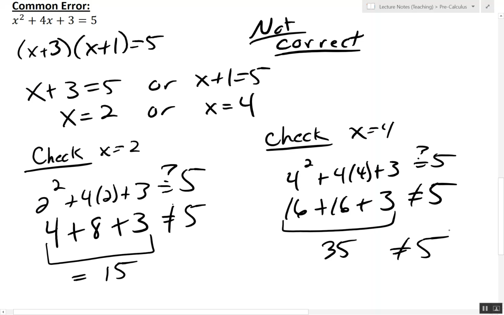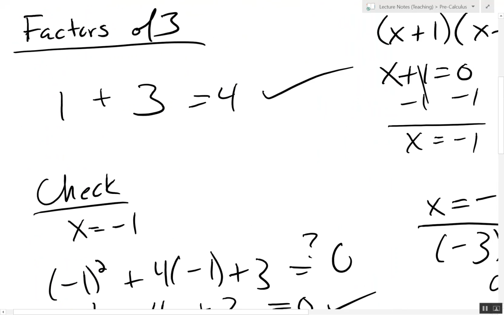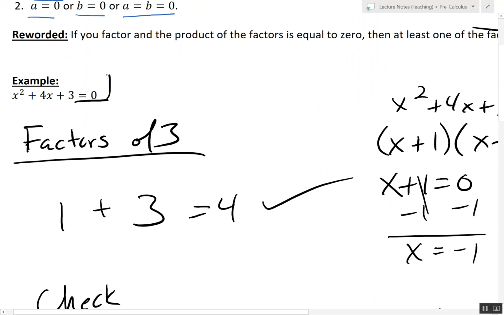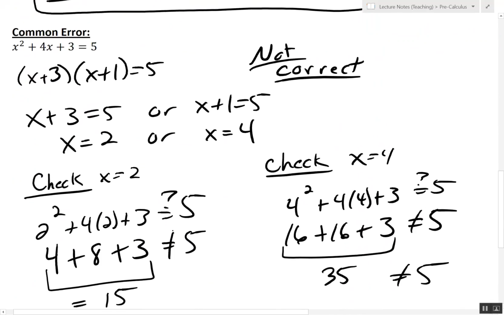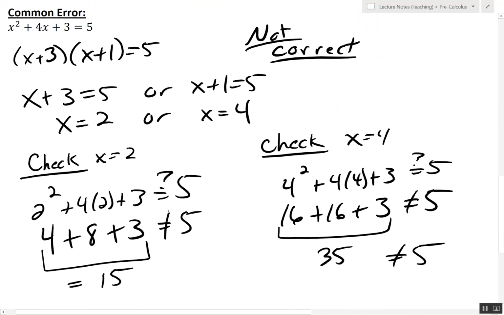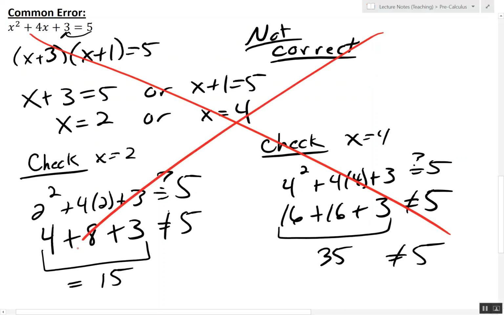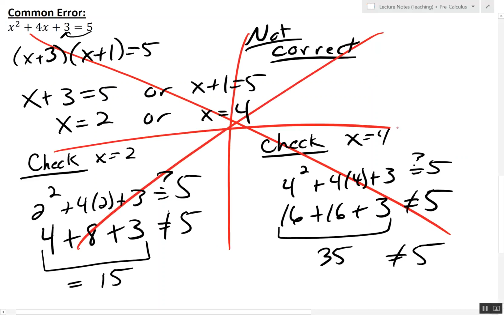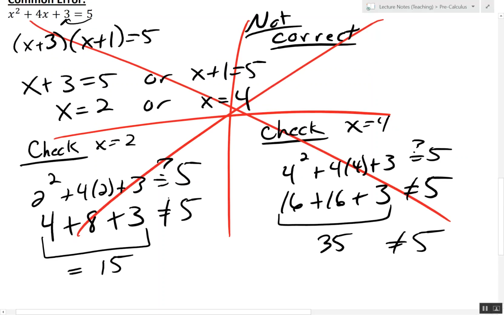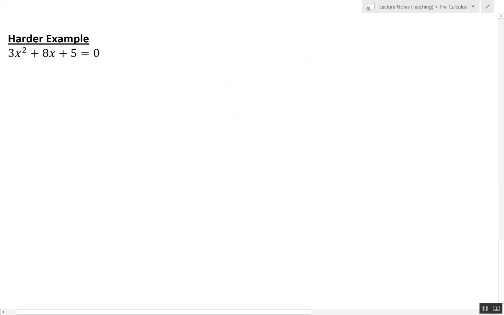So notice that the fact that this equaled 0 is an important fact. The whole error was that they did not take the 5 and move it to the other side. So this, do not do this. Please, save yourself some trouble. That is not correct. So let's go on to our last example down here.